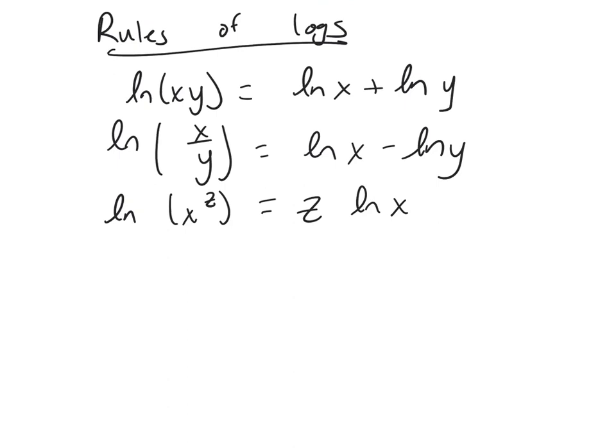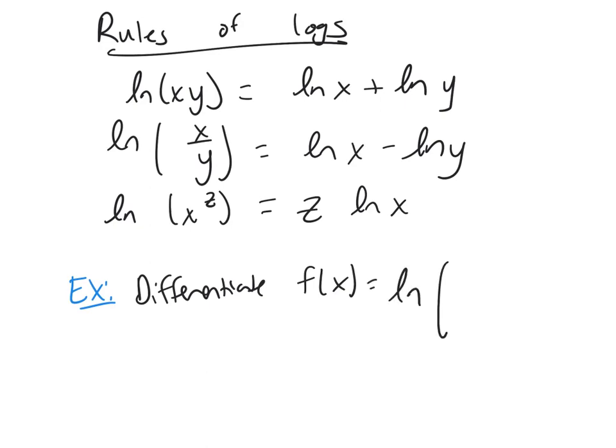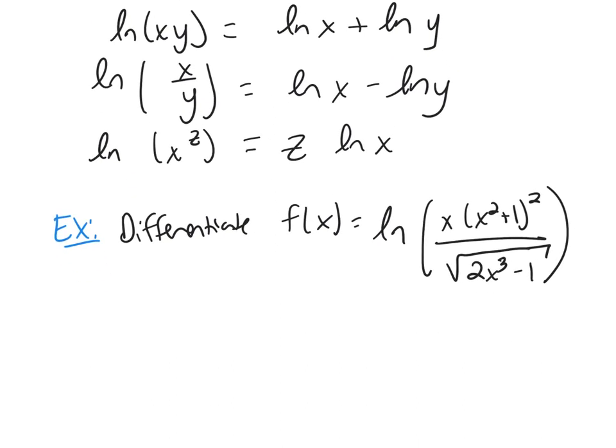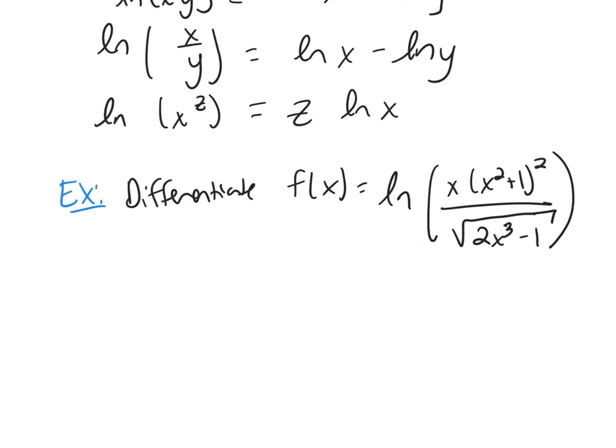So let's look at this problem right here. Now that we remember our log rules, I want us to differentiate the function ln of x times x squared plus 1 squared over the square root of 2x cubed minus 1. So we could do this problem as a chain rule and then a quotient rule inside of there. But let's just use our properties of logs to rewrite this.